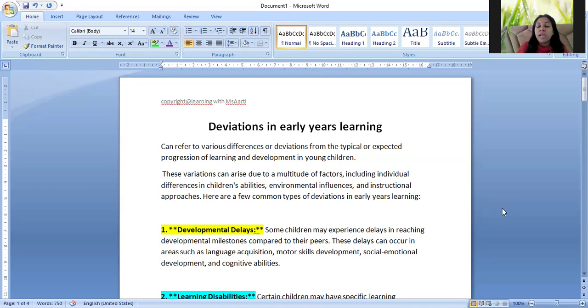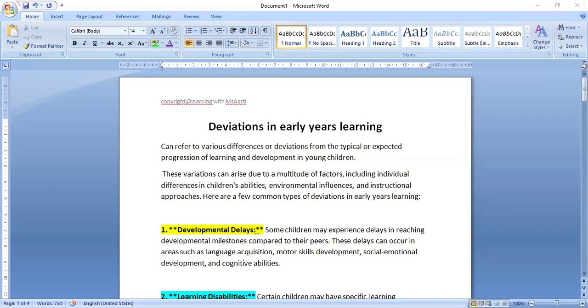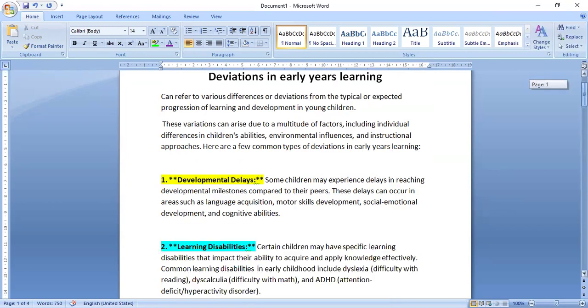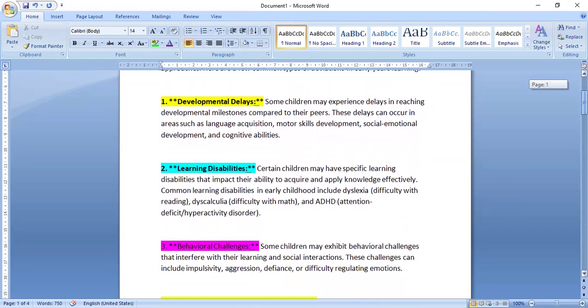Here are a few common types of deviations in early years learning. Let's see them. Developmental delays. Some children may experience delay in reaching developmental milestones compared to their peers. Sometimes we have special children also in our classroom. And I believe that children are like five fingers. When we teach them, they understand the concept at their own temperament.